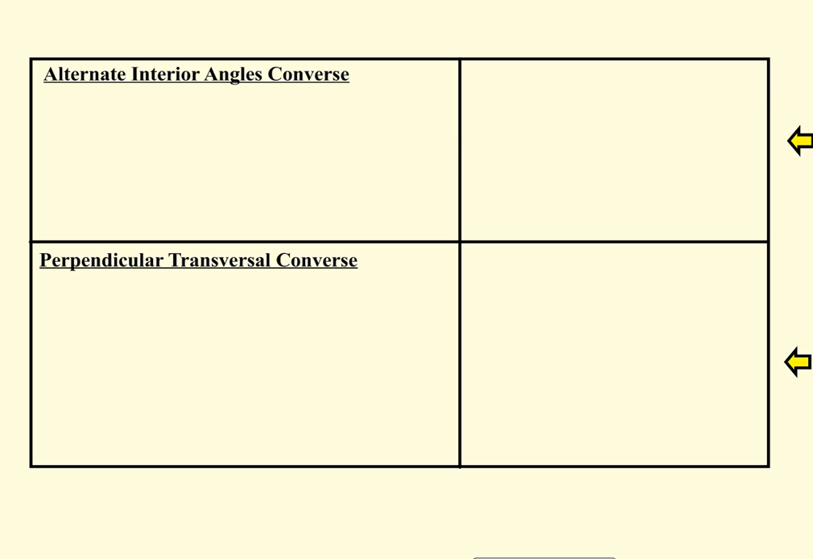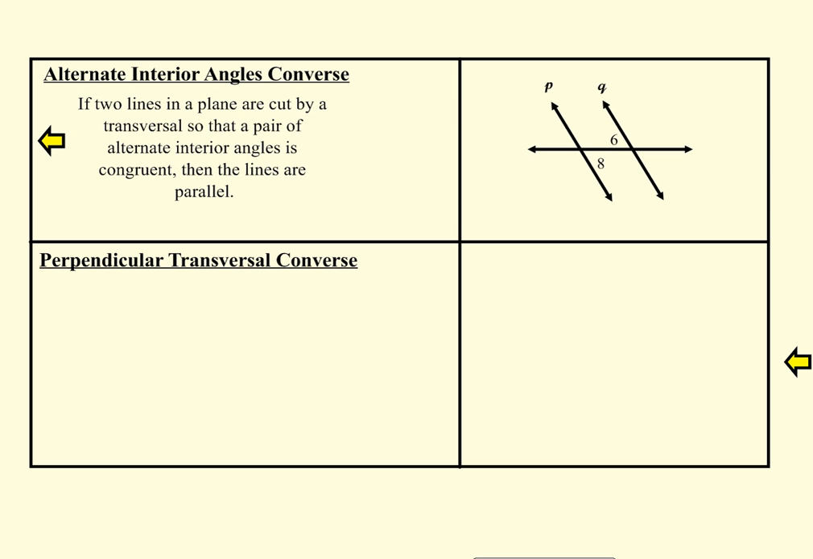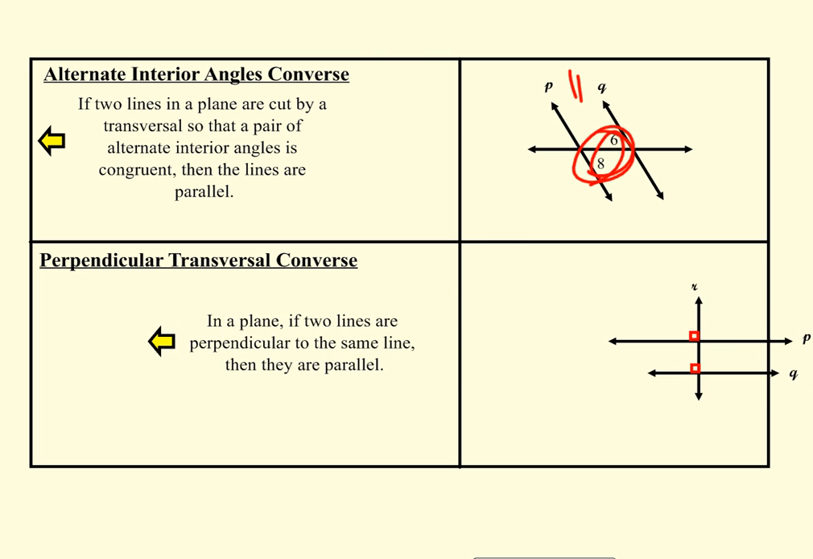So the last two, alternate interior angles. If I can somehow say 6 is congruent to 8 over here, then I can say P is going to be parallel to Q. But only if I can somehow show that those two are going to be congruent. Remember, consecutive interior angles or same side interior angles are going to be supplementary. Everything else is going to be congruent.